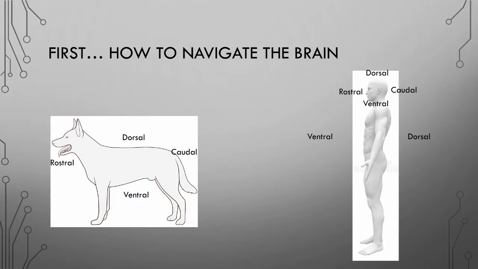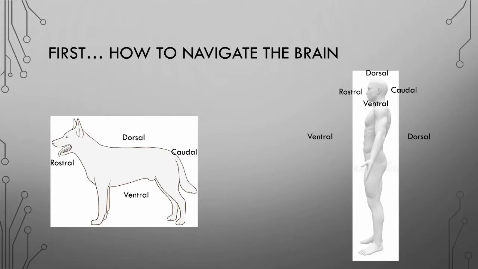This video will briefly go over the main parts of the cerebral cortex and their functions. But first, just a couple notes on terminology about how to look at and navigate through the brain. We'll take an example of a dog first.